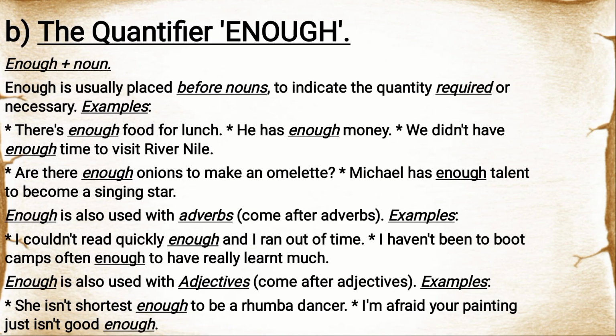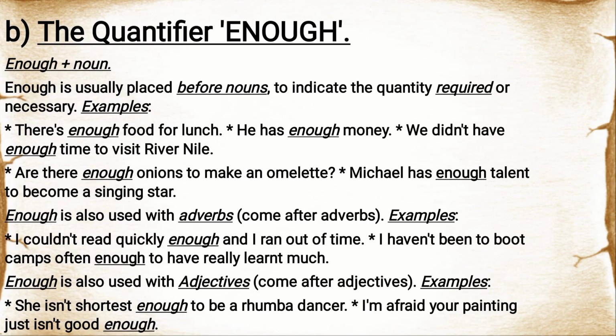Examples: there's enough food for lunch. He has enough money. We didn't have enough time to visit River Nile. Are there enough onions to make an omelette? Michael has enough talent to become a singing star. Enough is also used with adverbs, and comes after adverbs. Examples: I couldn't read quickly enough and I ran out of time.